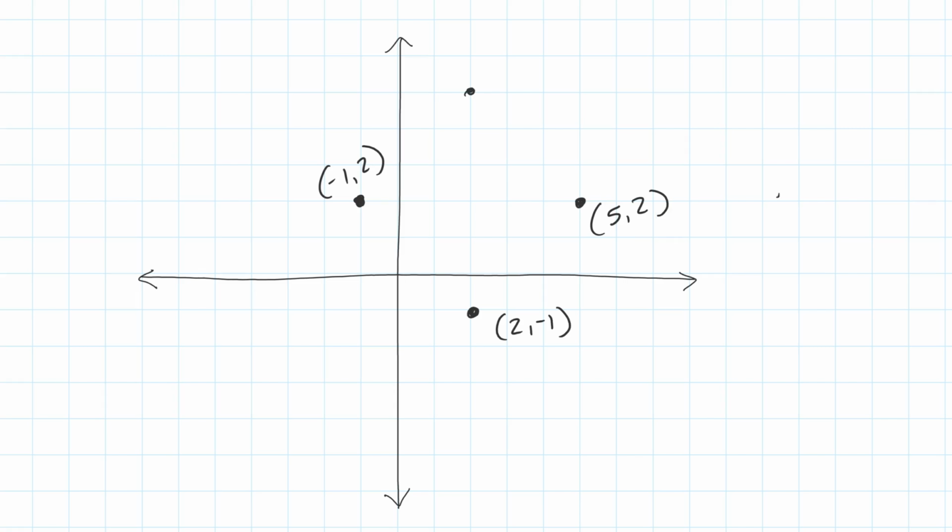2, 5. What about this point? This is at 1, 2, 3, 4, 5, -5. Where do you think the inverse of that point is going to be? -5, 1.